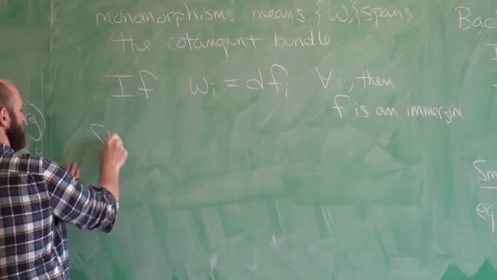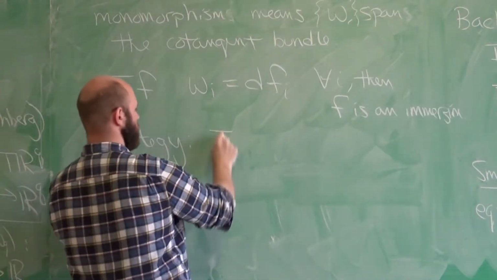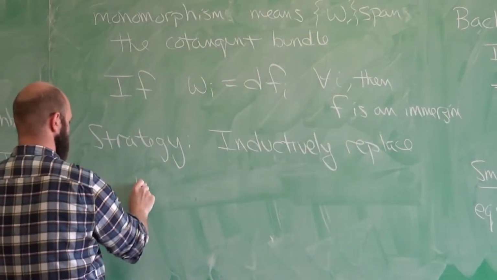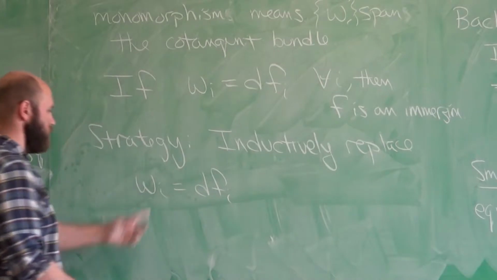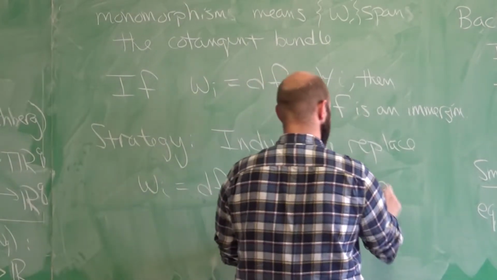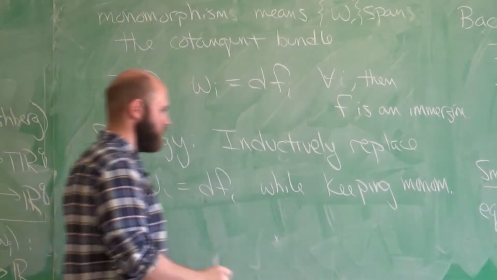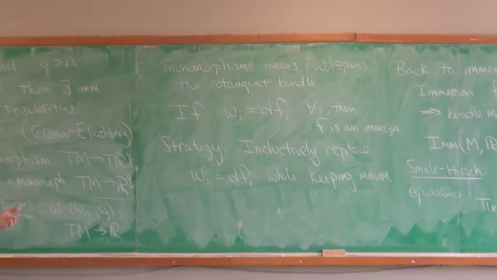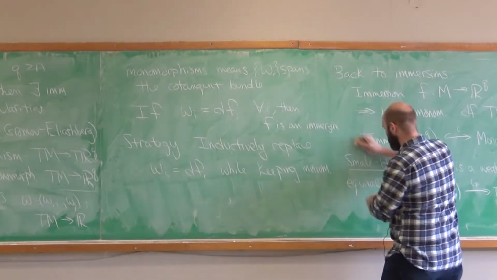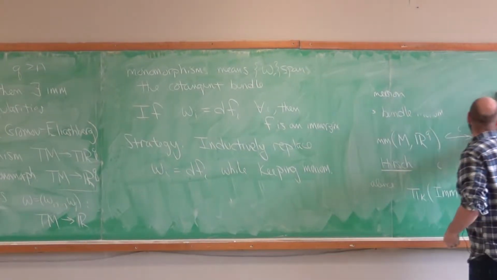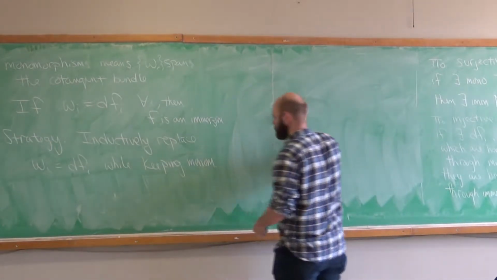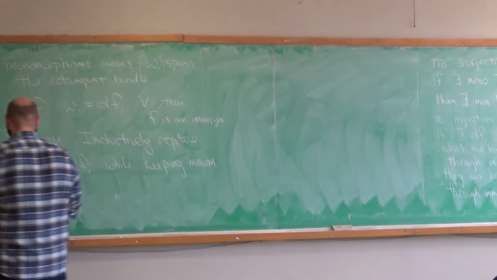So the strategy is to inductively replace each of these while keeping monomorphism. If we can do this successfully for all Q of these, then we will be in exactly this situation and we'll have an immersion. Okay, so let's start with omega_1.